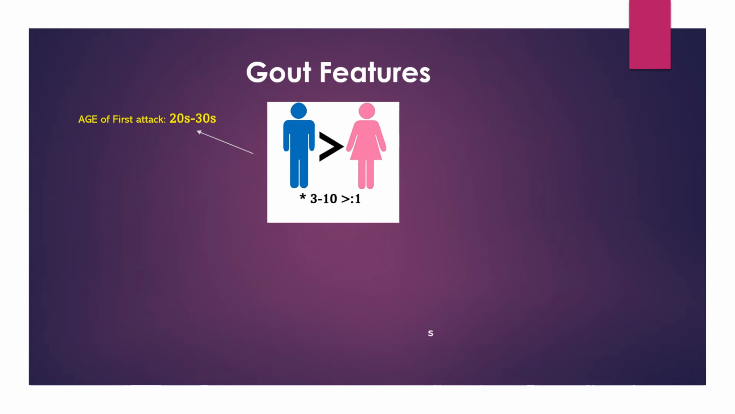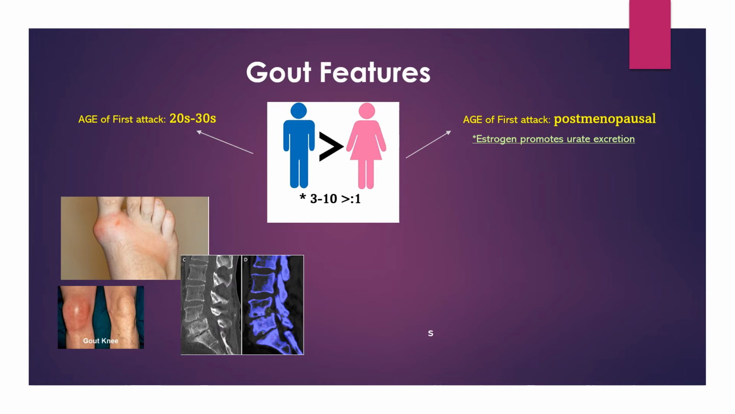The first attack for men is usually in their 20s and 30s. Women actually don't get it much until they get postmenopausal. Why? Well, it's because estrogen actually promotes urate excretion, so they can excrete more urate and not build it up like men do. Now, men and women, of course, can present in similar ways, but there's slight differences at times.